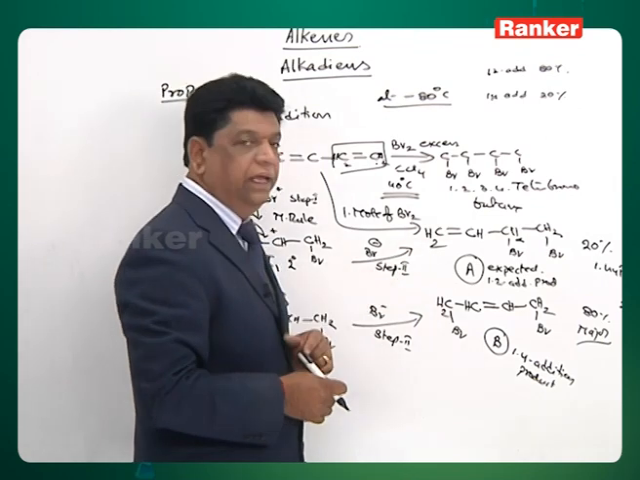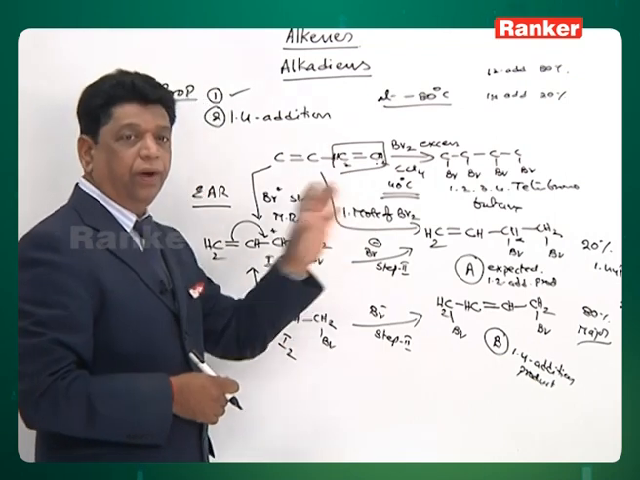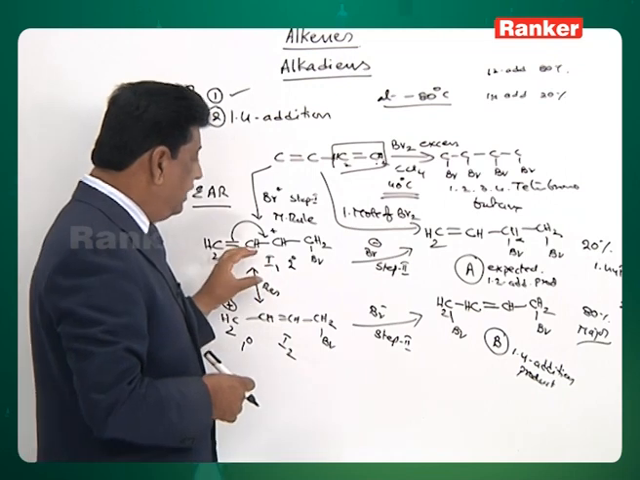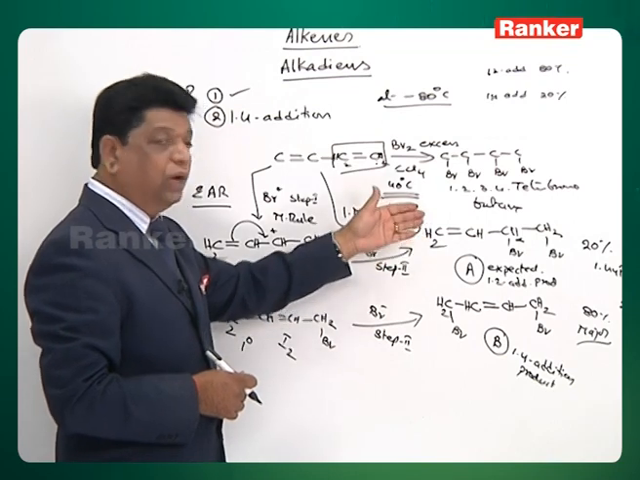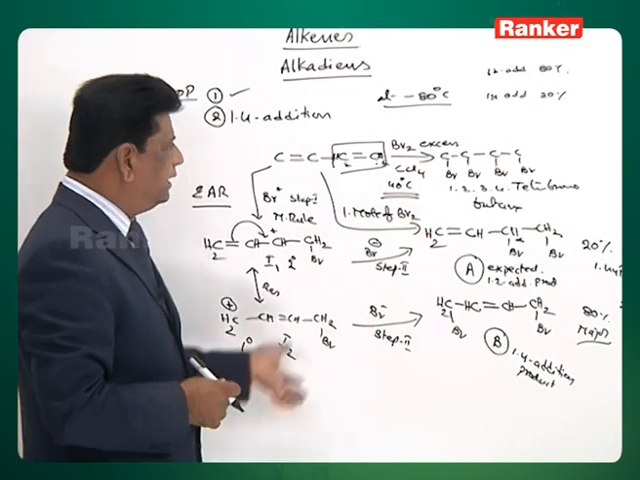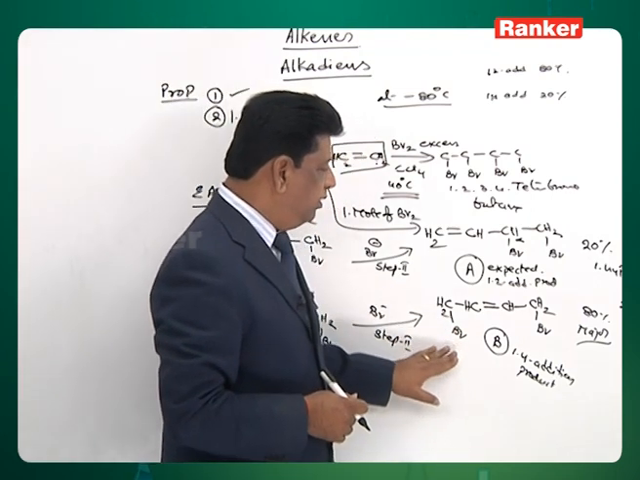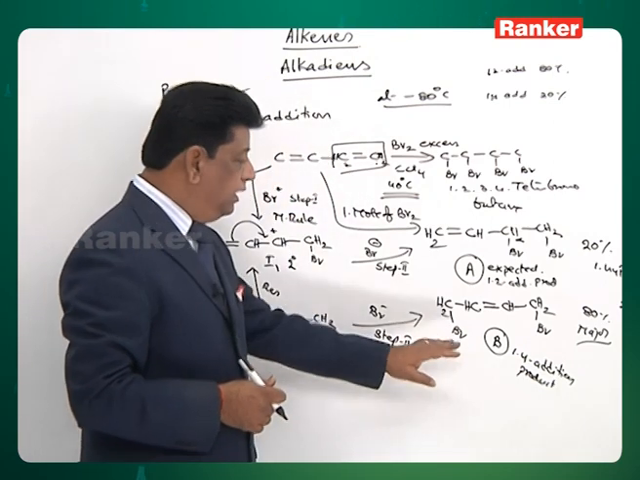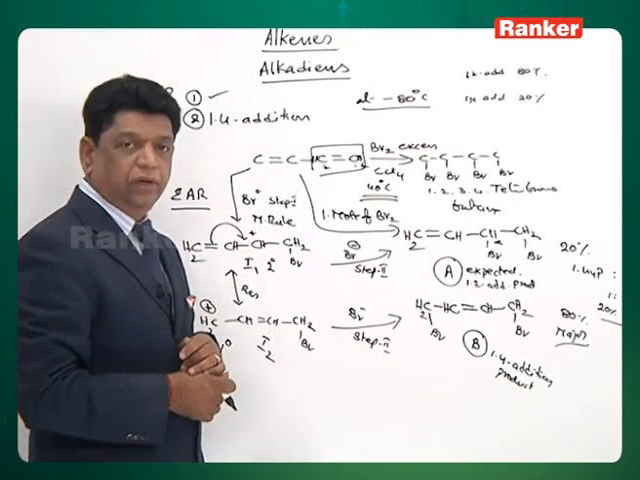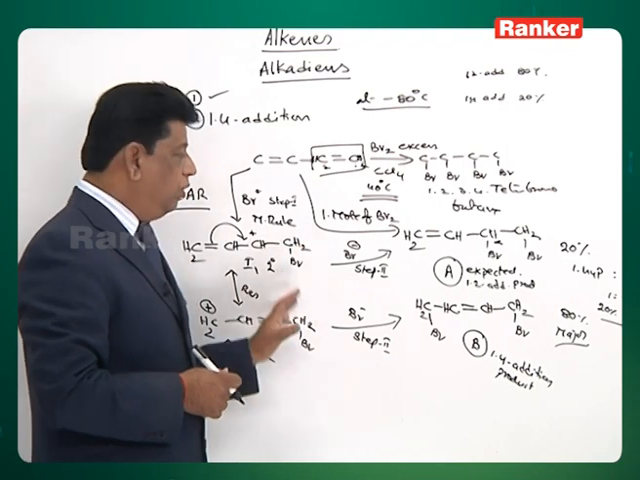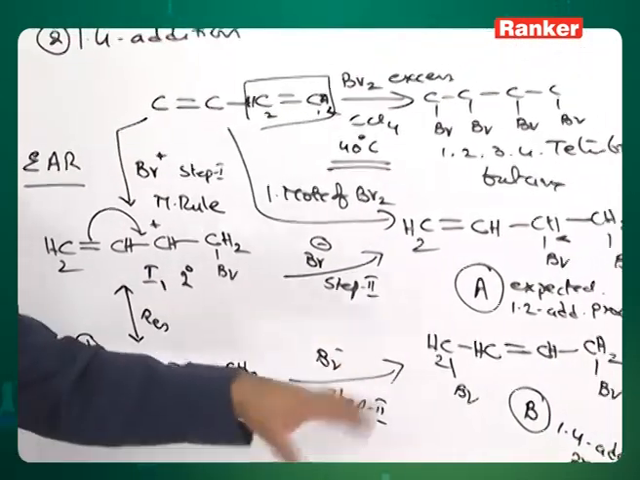So, the product A is called the kinetically controlled product. As the temperature decreases, the rate of reaction decreases, that is resonance is decreasing, and this is called the kinetically controlled product. At room temperature or 40 degrees, this is more stable. More stable means thermodynamically this is more stable. So, B is called the thermodynamically controlled product. A is called the kinetically controlled product. Okay. If the reaction is kinetically controlled, A becomes major, B becomes minor. If the reaction is thermodynamically controlled, B becomes more.